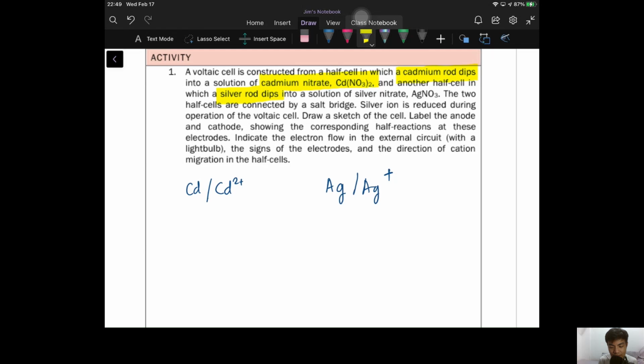So, the two half cells are connected by a salt bridge, okay, as usual, and silver ion is reduced during the operation of the voltaic cell. So, ito daw yung reduced. So, ibig sabihin yan, ang cadmium ay oxidized. If we are going to create a voltaic cell diagram here, ano gagawin natin? So, since alam mo, yung isa ay reduced, yung isa ay oxidized, yung oxidized, siya ay nasa anode. Siya ay nasa left side. Yung na-reduce, siya yung nasa right side, no? So, yun yung cathode natin.